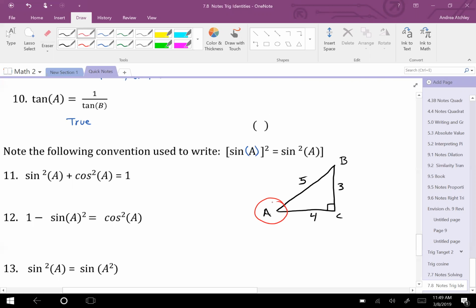Can you put your stuff down and just do the problem? Can you find this? Do you know how to find the sine?